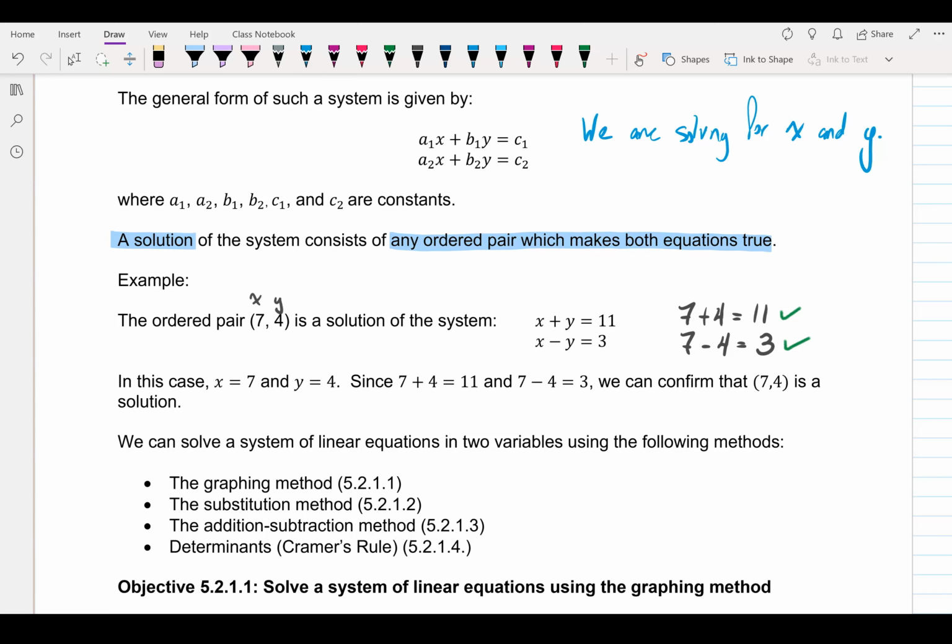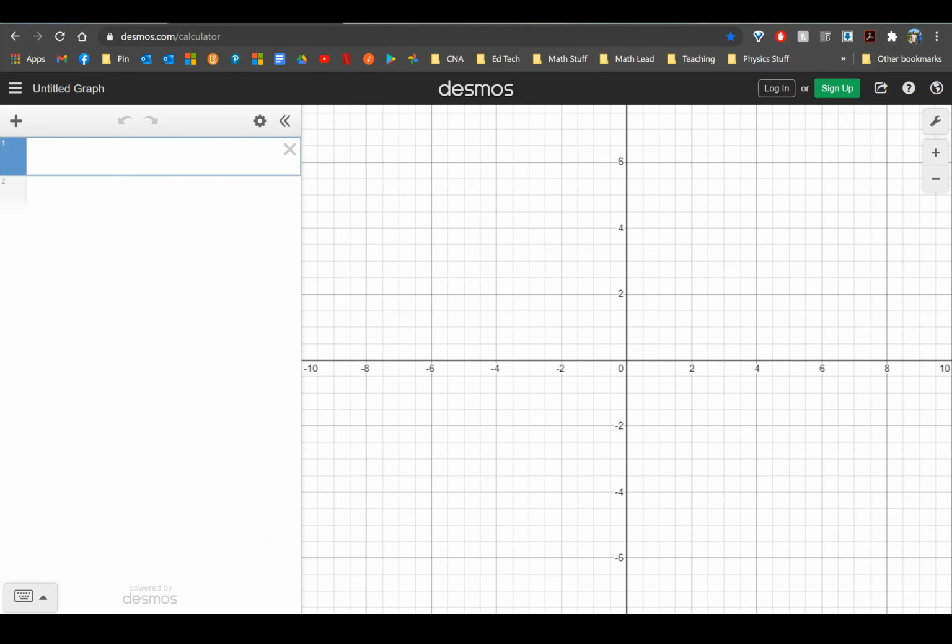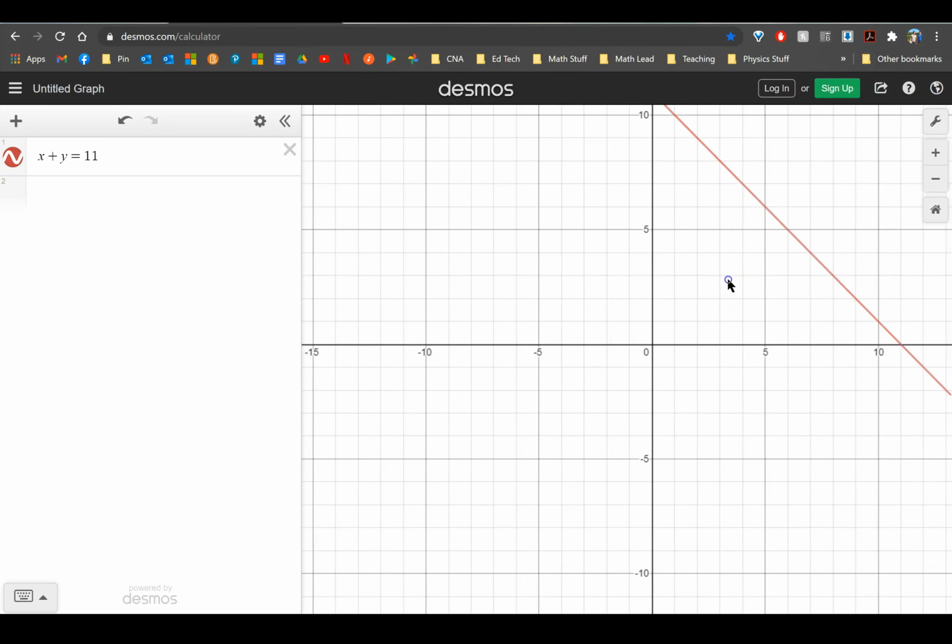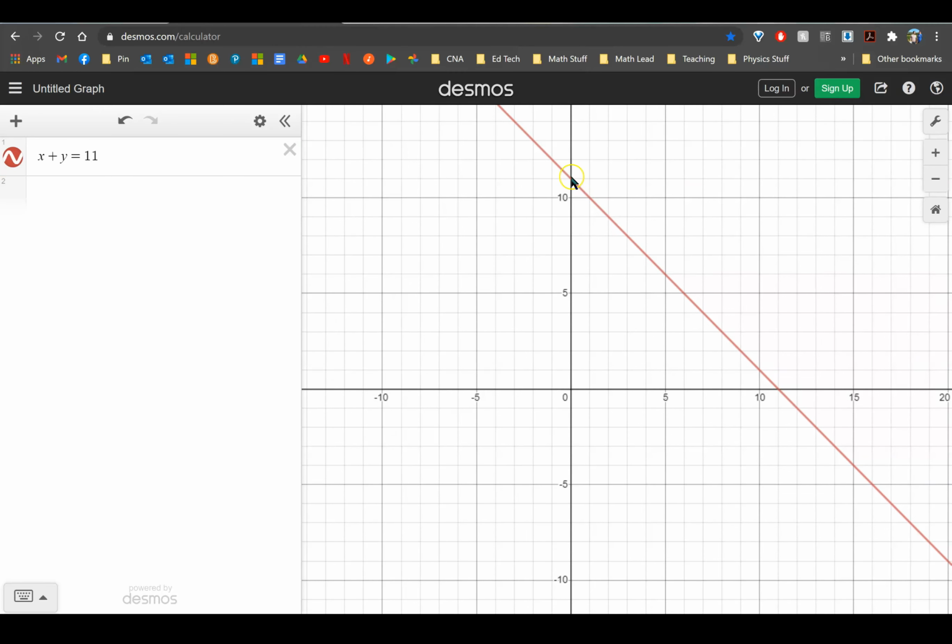Another way, and probably a more useful way, is to graph those lines and see where they intersect, because that makes it a lot more visual and a lot easier to understand. So I'm going to pop into Desmos and show you what that looks like. Our first equation that was written on the page was x plus y equals 11. And that line looks like this. There's nothing really special about that line. We could pick it apart, tell you the y-intercept, x-intercept, but that's not the point. I want to put the other line in, which is x minus y equals 3.